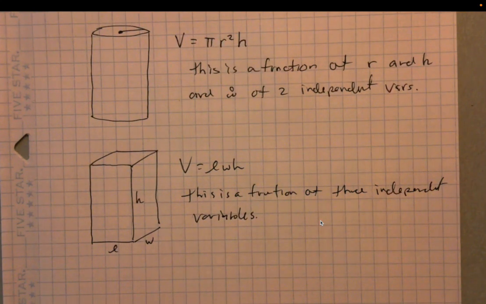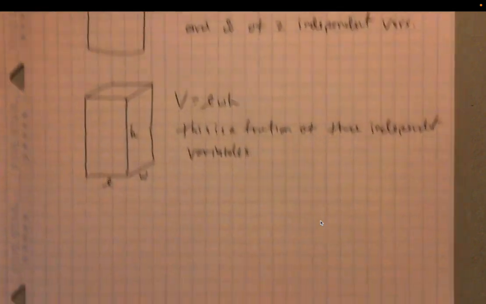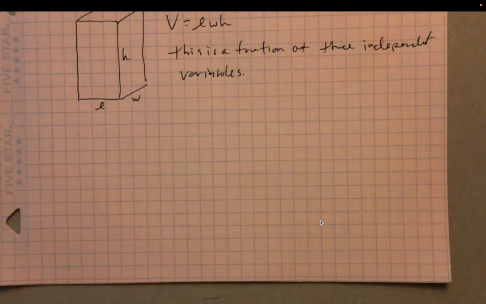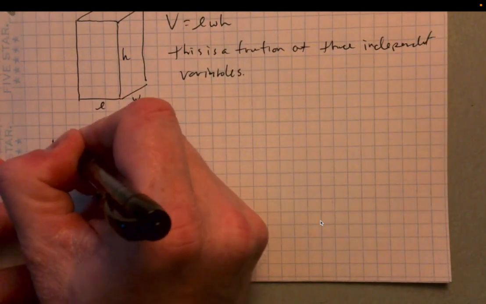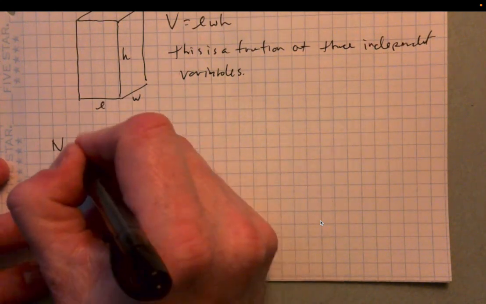Now what we're going to be moving towards is going to be more general. These are examples from geometry that we are somewhat familiar with, but we're going to move towards more general things. And so let's talk about what the notation looks like for functions of several variables.